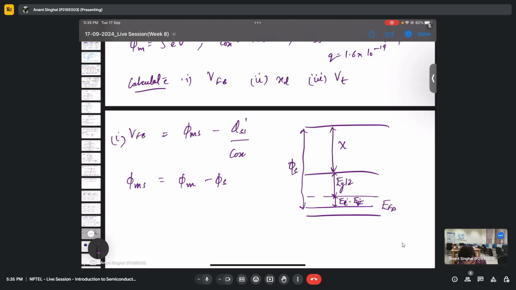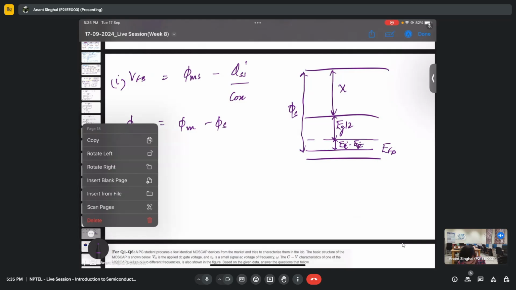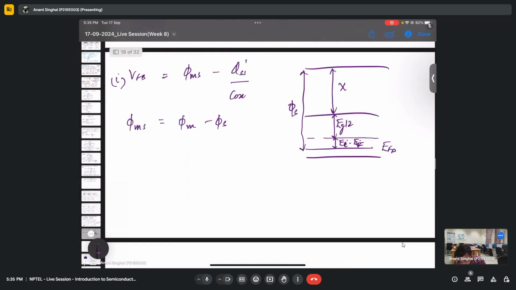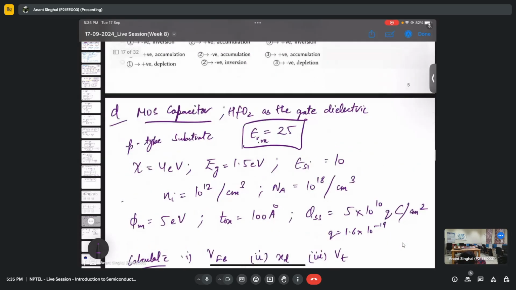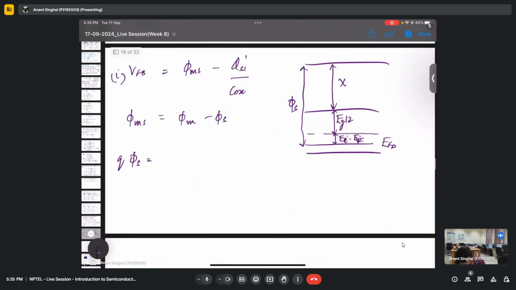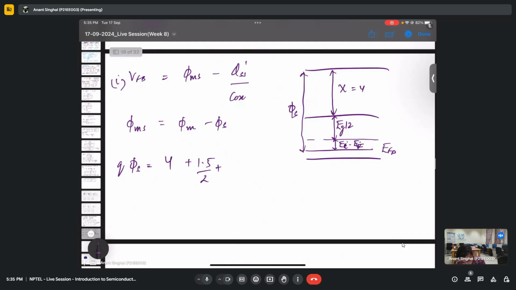So maybe I can also solve side by side, and if you get the answer, you can type in the chat box or open your mic and let me know what flat band voltage you are getting. So let's calculate phi_s. It is in electron volts. I'm writing q for now. We have 4 electron volt as the electron affinity, this is Eg by 2, so it is, I guess, 1.5 by 2, plus E_i minus E_F, which is V_T ln(N_A by n_i).